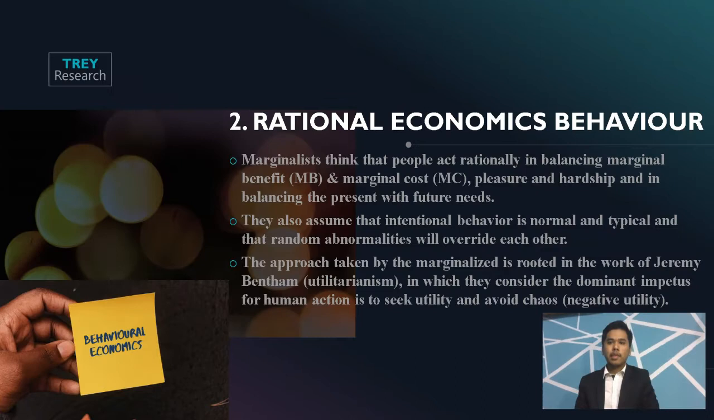Number 2, rational economic behavior. The marginalists assume that people act rationally in balancing marginal benefit (MB) and marginal cost (MC), pleasure and pain, and in balancing present against future needs. They also assume that purposeful behavior is normal and typical, and that random abnormalities will cancel each other out. The approach employed by the marginalists has its roots in the works of Jeremy Bentham, which is utilitarianism, and they assume that the dominant drive of human action is to seek utility and avoid disutility, which is negative utility.